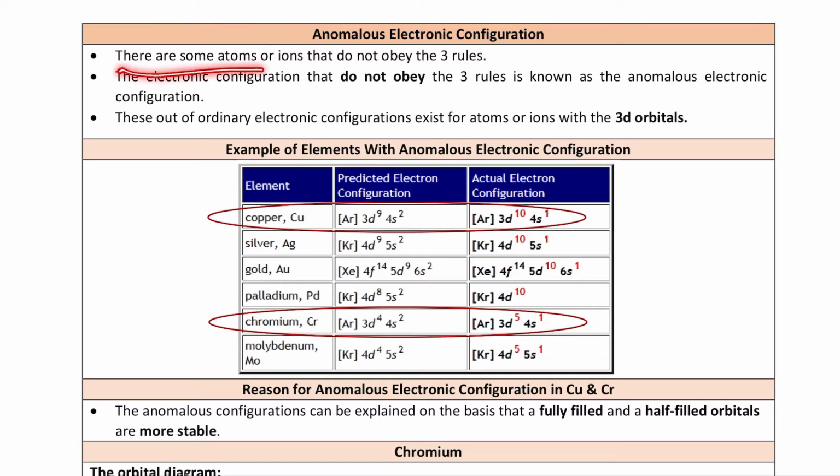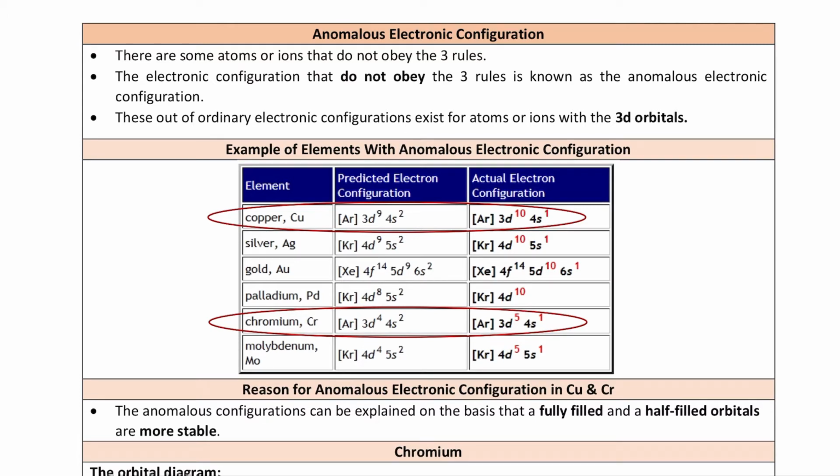Okay. There are some atoms or ions that do not obey the three rules. Okay, three rules here means Aufbau, Pauli and Hund's rule tadi lah. Okay, so the electronic configuration that does not obey the three rules is known as anomalous electronic configuration. That means out of normal lah. Electronic configuration dia yang tak obey tu, dia jadi out of normal dan itu kita panggil anomalous electronic configuration. This out of ordinary electronic configuration exists for atoms and ions with 3d orbital. So, anomalous electronic configuration ni untuk atom dan ion di dalam 3d orbital.